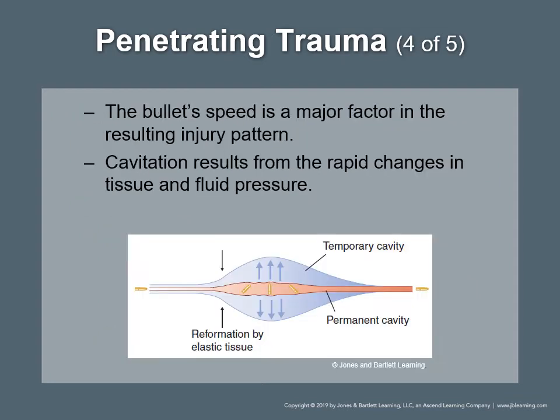The bullet speed is a major factor in the resulting injury pattern. Cavitation results from the rapid changes in tissue and fluid pressure that occur with the passage of the projectile. A temporary cavity is produced by stretching the tissue surrounding the point of impact. Permanent cavitation injury results closer to the bullet path where the pressure fluctuations are greatest and remains after the projectile has passed through the tissue.